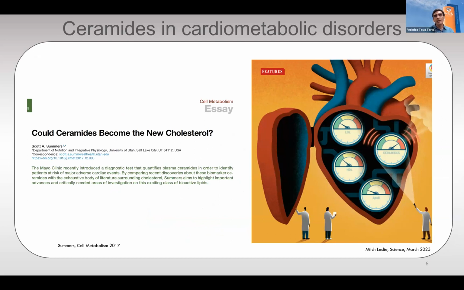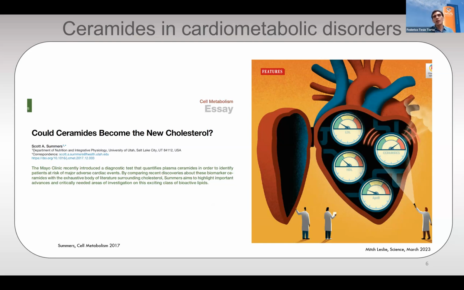So as ceramides accumulate in these conditions that I described, they have been attracting attention as biomarkers for cardiometabolic disorders. This was very well summarized and discussed in this essay written by Scott Summers, explaining how there are analogies between cholesterol and ceramides as predictors of cardiovascular events.